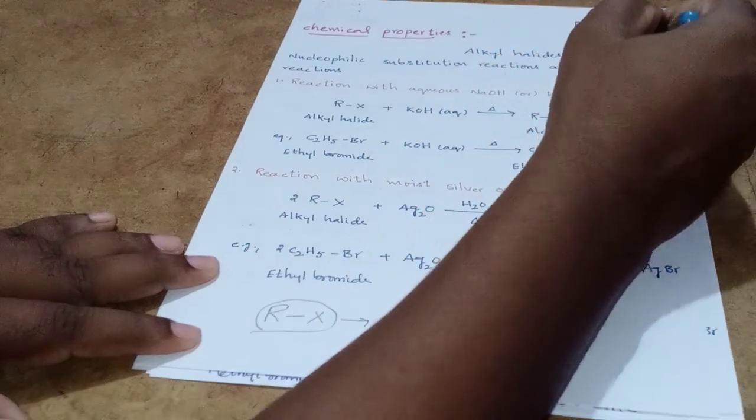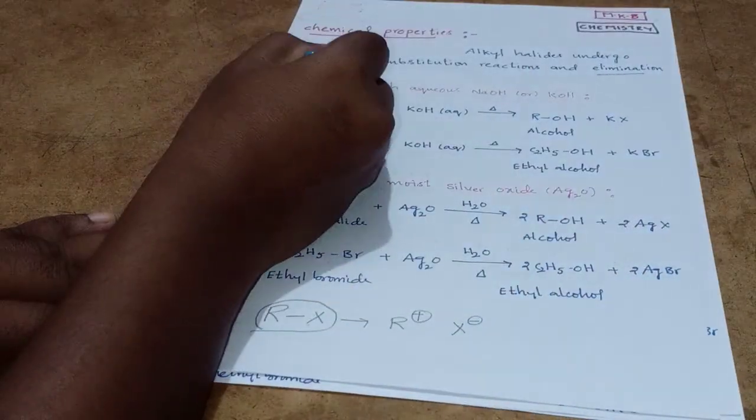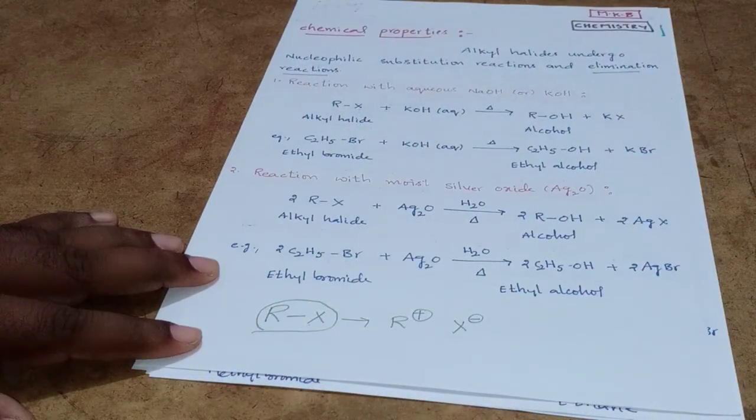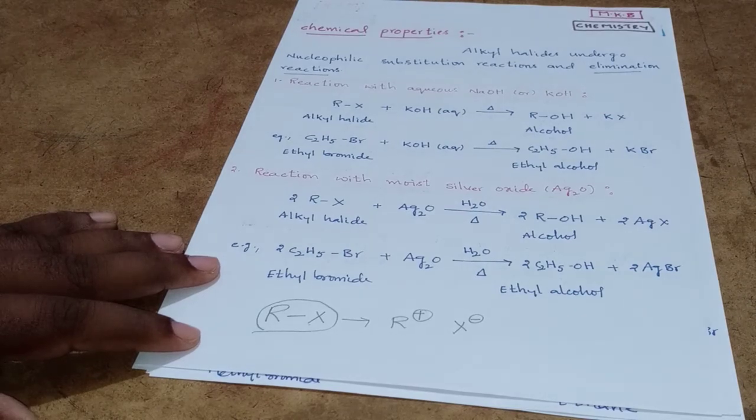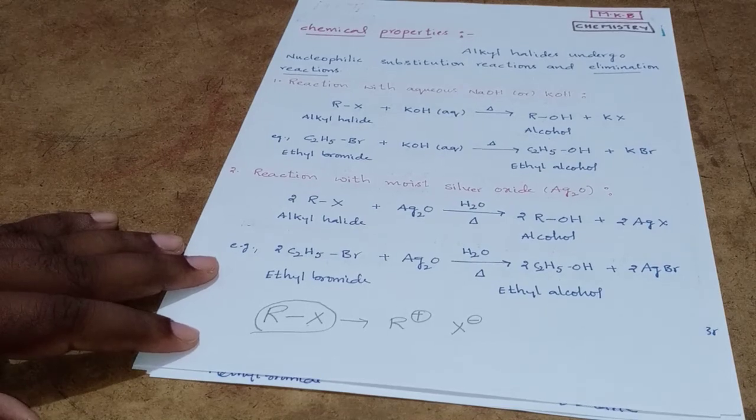The other type of reaction is elimination reactions. Elimination is nothing but eliminating or removing a smaller molecule. Such reactions are called elimination. These are the two major types of reactions that alkyl halides undergo. Let us discuss these reactions in detail. Initially, we will study the nucleophilic substitution reactions.